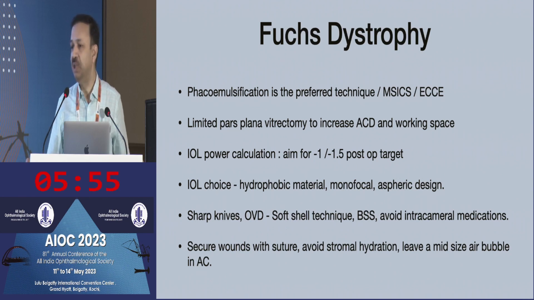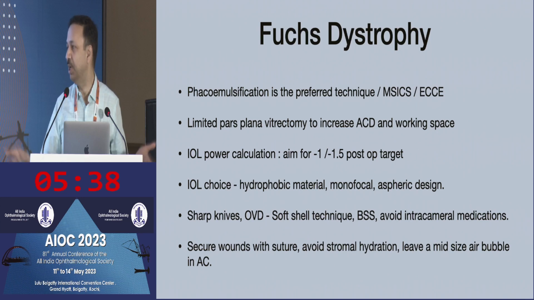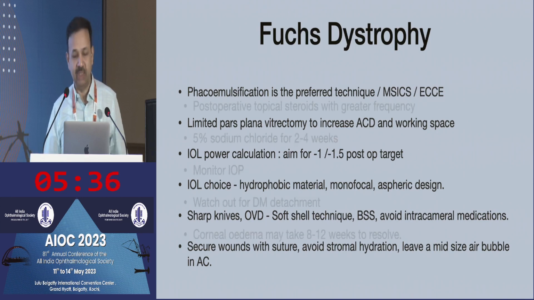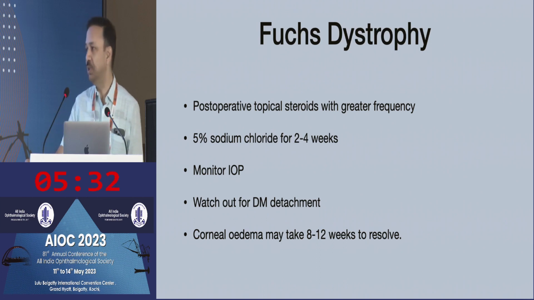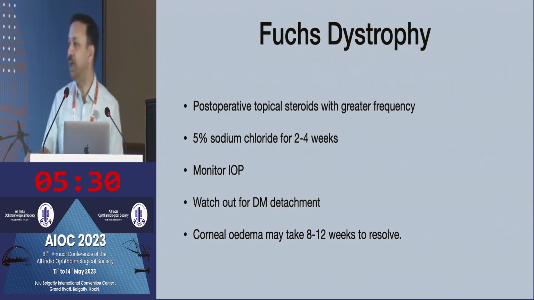If you do have a leaky wound, I would prefer to just place a suture rather than hydrating the wound. And near the wound, you may have a greater tendency of having a small DM detachment. So at the end of surgery, putting in a small air bubble in the anterior chamber is always helpful. If you have any small DM detachment, this air bubble can help secure that back in place. You may need to use steroids with greater frequency, because on day one post-op these patients may have some corneal edema.